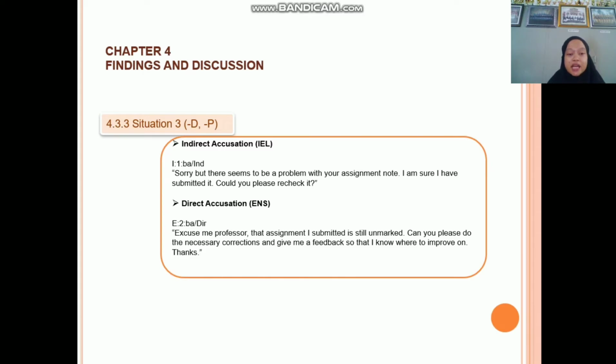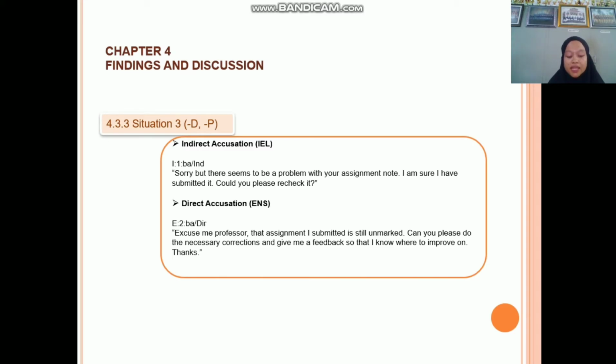And the second, the use of direct accusation by English native speakers. A direct complaint strategy is a complaint made to someone who is responsible for the offense felt by the complainer. The person who offends has a role to directly fix it. "Can you please do the necessary correction and give me a feedback so that I know where to improve on?" Here, the complainer immediately asks for a change of action.